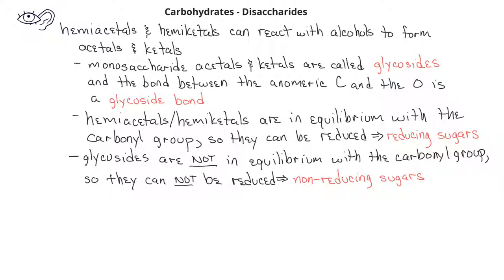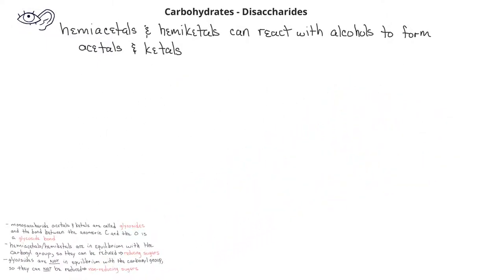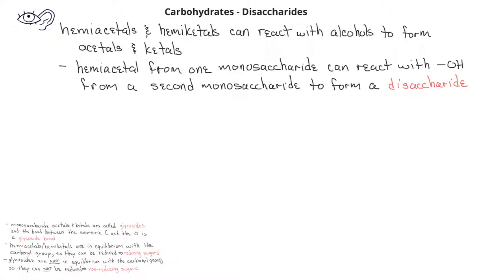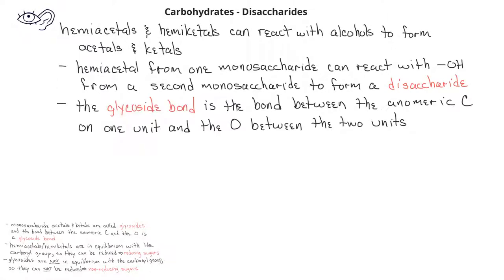A hemiacetal group of a monosaccharide can react with a hydroxyl group from another monosaccharide to form a disaccharide. The connection point between the two monosaccharides will be called the glycoside bond. This glycoside bond takes place from the anomeric carbon of one monosaccharide unit to the oxygen that connects the two monosaccharide units.